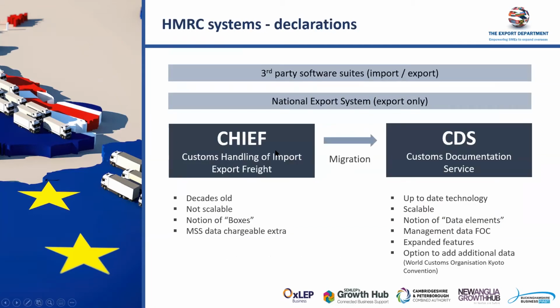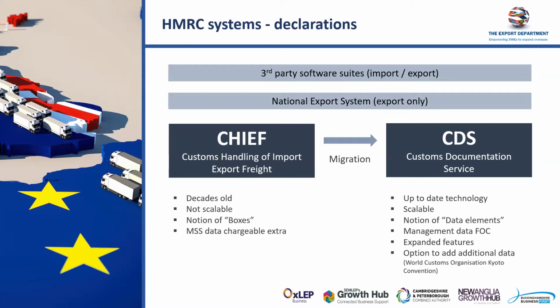I want to talk a little bit, because I'm not sure at the moment who is looking to file their own declarations and who is going to outsource that to a customs intermediary. But you've got two systems that are currently working in parallel. You've got CHIEF, which is the long-standing customs handling of import-export freight, and it has been in operation for decades. It works very well, but the fact is it's not scalable.